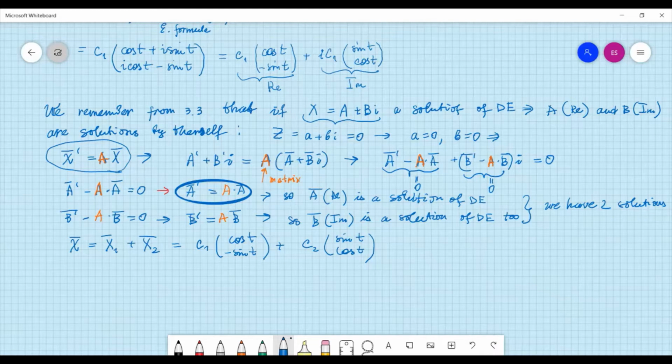I'll need to show that these 2 vectors are linearly independent. So I'm going to write down what I'm doing. Are they linearly independent?